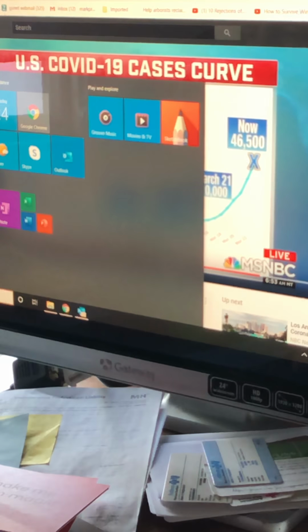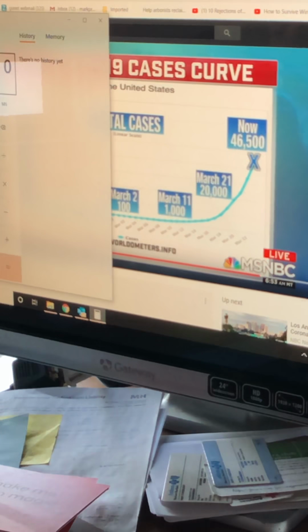Let's see. Calculator. There we go. So if we take 1,000 times 0.03, which is 3%, we get 30 people dying. That's an accurate number. So we have 20,000 times 0.03. We end up with 600 people dying. And that number 600 is very accurate, because today's death toll in the US just reached 500. So the 500 number that we got today is reflective of the 10 days; somewhere in there we crossed the 500 threshold, and we're going to expect another 100 people to die to meet that number.